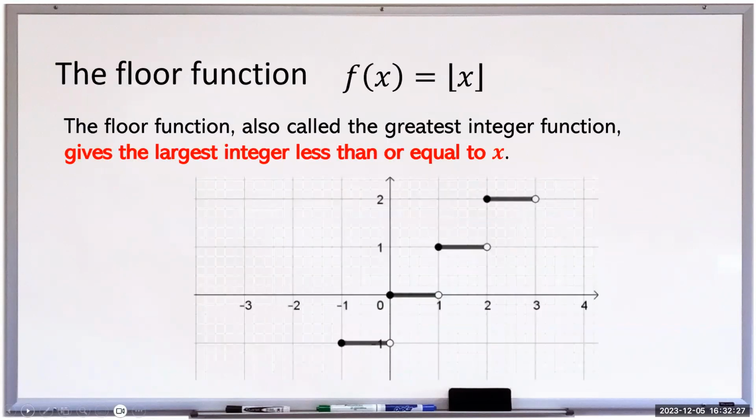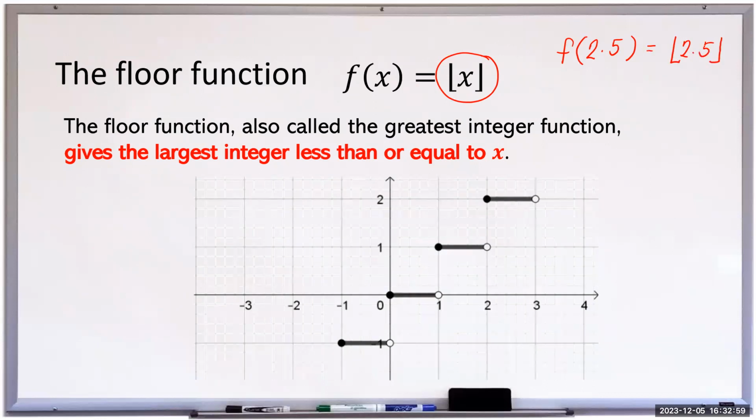And for the last type of parent function, you have what you call the floor function, which is denoted by this symbol. The floor function, also known as the greatest integer function, gives us the largest integer which is less than or equal to x. So for example, I want to find f of 2.5. So my notation would be this one.